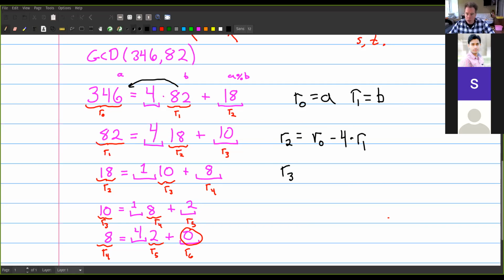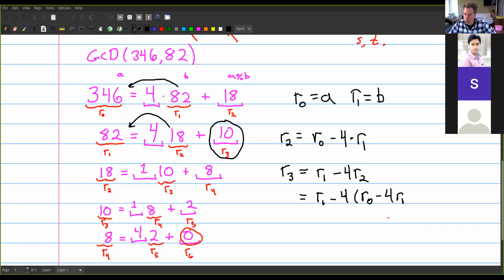So R3 is this guy. Now I can express R3 in terms of R2 and R1 if I just move this over to the other side of the equal sign. So R3 is equal to R1 minus 4 times R2. I eventually want to get back down to a linear expression just in terms of R0 and R1, but I have that for R2, so I can make a substitution and go back down. So this is the same thing as R1 minus 4 times (R0 minus 4 times R1). Okay.